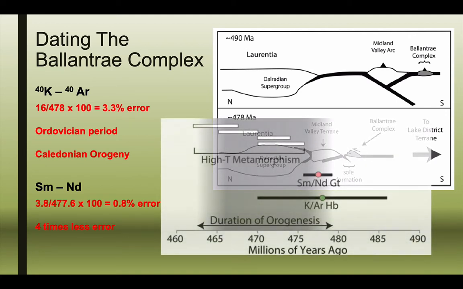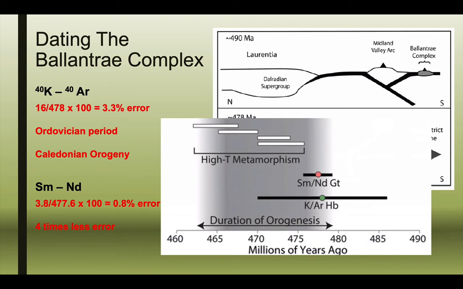If we show this graphically, what we see is these two dates. So the potassium argon date of the hornblende there gives us quite a wide error bar, going from about 470 million years up to about 486 million years or so. But the samarium neodymium date on the garnet gives us a far more accurate date. And we think these represent the start of the Caledonian orogeny.